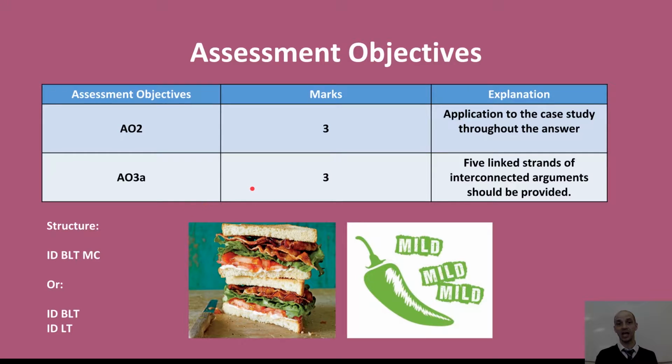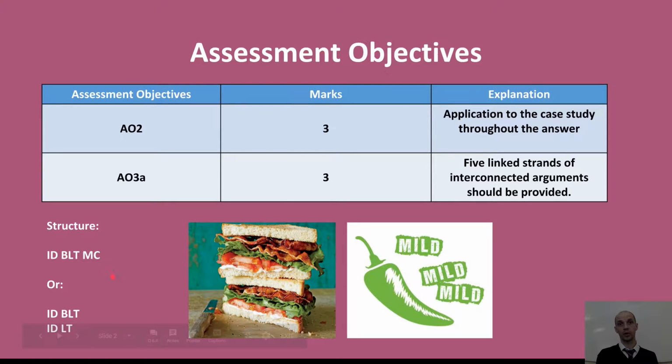Now you must have this AO3 top level 5 linked strands of arguments here. So therefore, if you've got your identification point, you've then got your this is because leading to therefore, and then your moreover would actually be your 5th point. But we're just hedging our bets really with this consequently point that you can then raise.